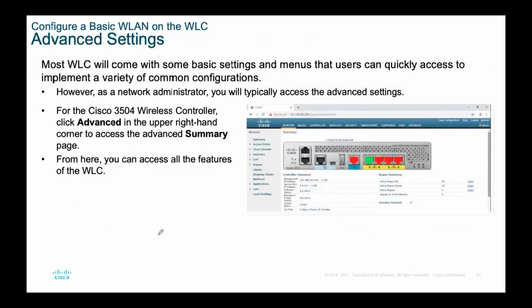Advanced settings. Most WLCs come with some basic settings and menus that users can quickly access to implement a variety of common configurations. However, as a network administrator, you will typically access the advanced settings. For the Cisco 3504 wireless controller, click Advanced in the upper right.